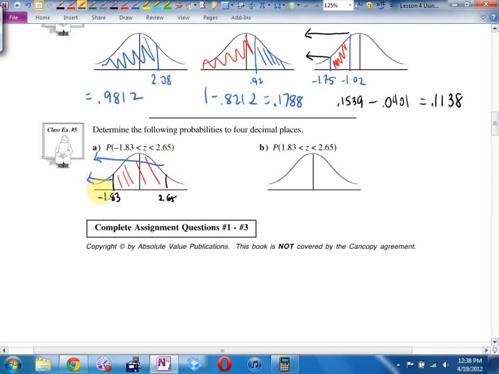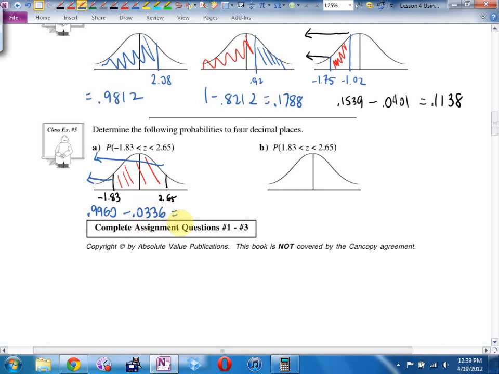What's the z-score for 2.65? 0.9960, minus, what's the z-score for negative 1.83? Now, if you're not sure how we're reading the tables, this is your chance to ask. 0.0336, anybody else?